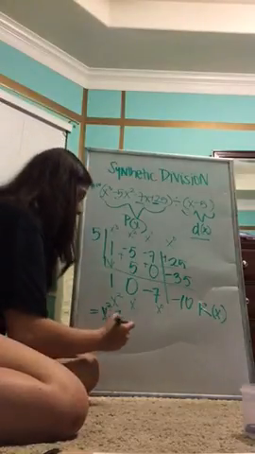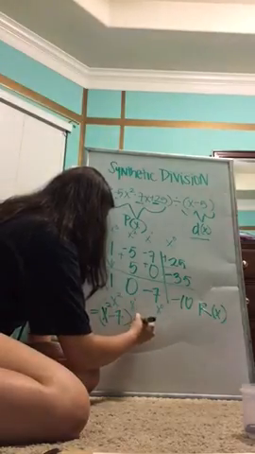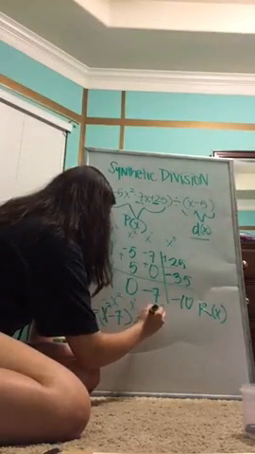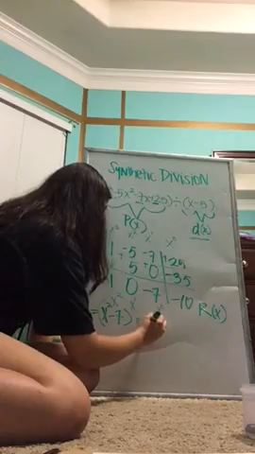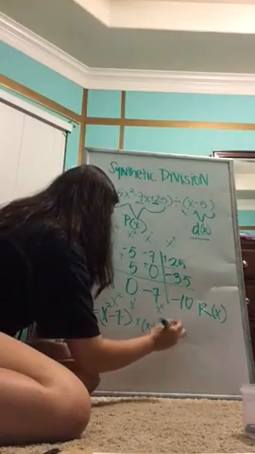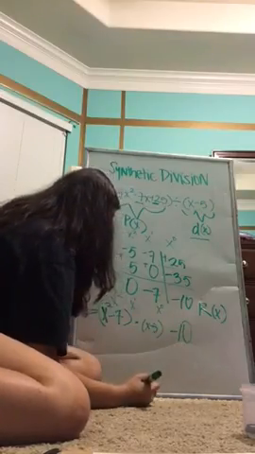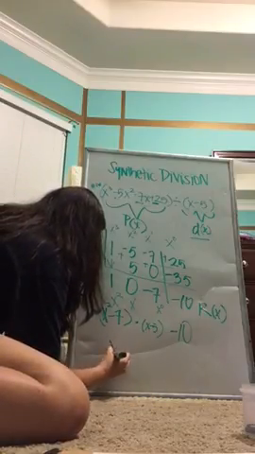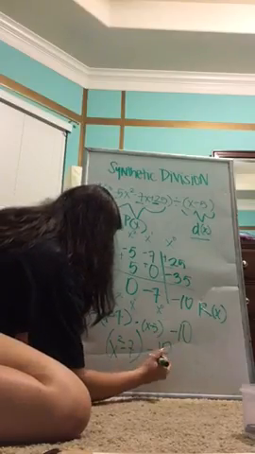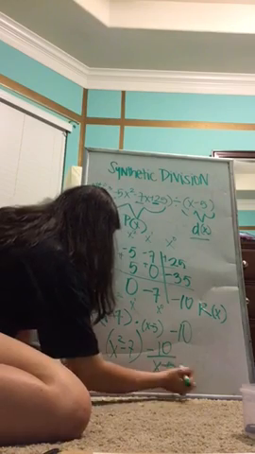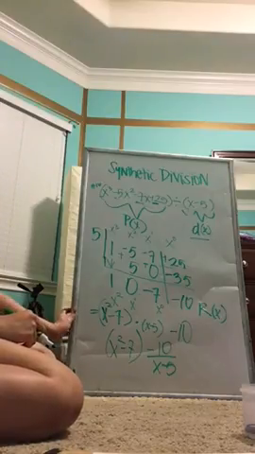There's two ways you can write it. You can either say x squared minus 7 divided by d of x, or not divided by, multiplied by d of x, minus 10, or you can write it as x squared minus 7 minus the remainder, which is 10, over x minus 5. And that is how you do synthetic division.